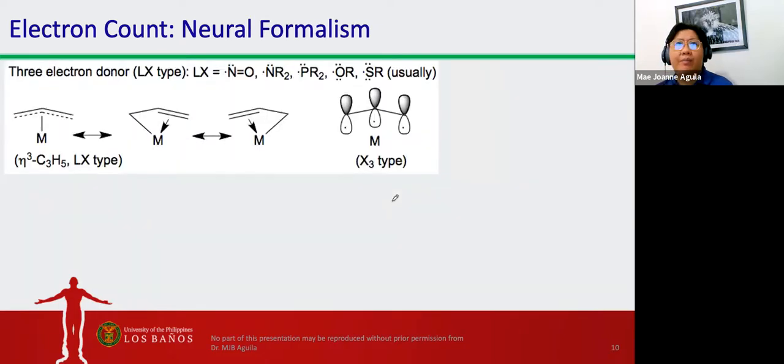So some more examples of ligands. Now, there are instances wherein it is not a clear L-type or X-type. Usually, it will be a combination such as this one. So this is an LX type. So they are 3 electron donors. We have the allyl over here. So this is allyl, the one that we've seen before, the eta 3 allyl.